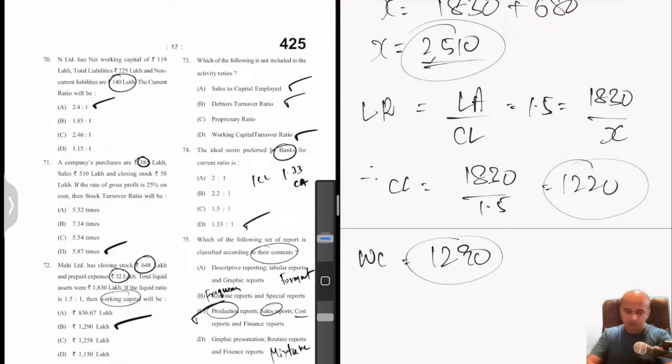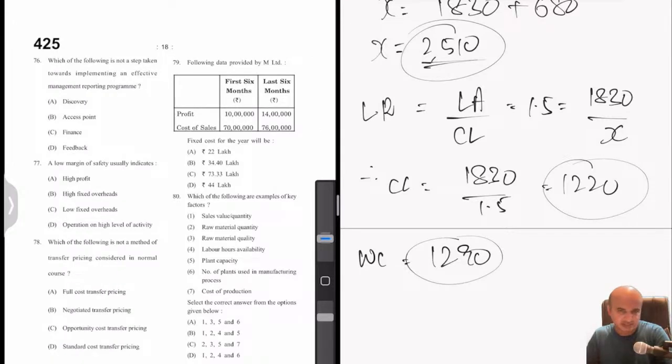That's all for today. We'll start from question number 76 in the next session. That will be the last session of CMA question paper solving.